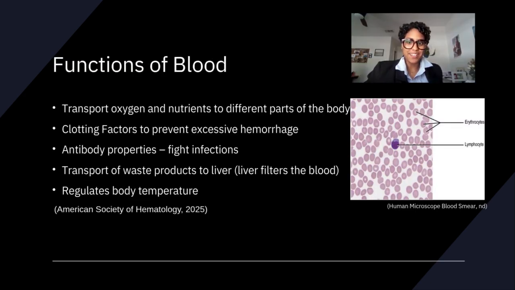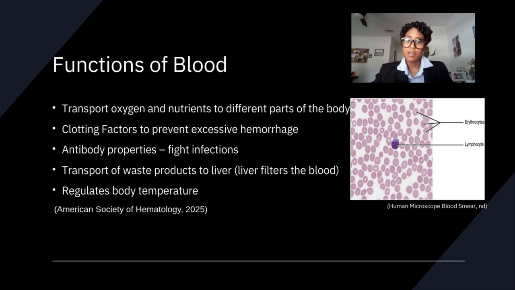Alrighty, so functions of blood. The main function of blood is to transport oxygen and nutrients to different parts of the body. The blood carries so many nutrients, proteins, and white blood cells that the rest of our cells and tissues in our body need in order to function. It is vital for them to function. Also, clotting factors to prevent excessive hemorrhaging. It has clotting factors to prevent you from bleeding out. That's what hemorrhage means, to bleed out.